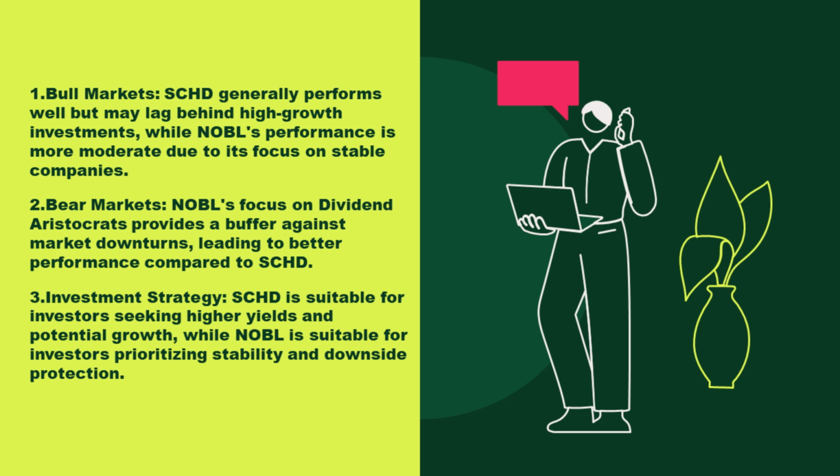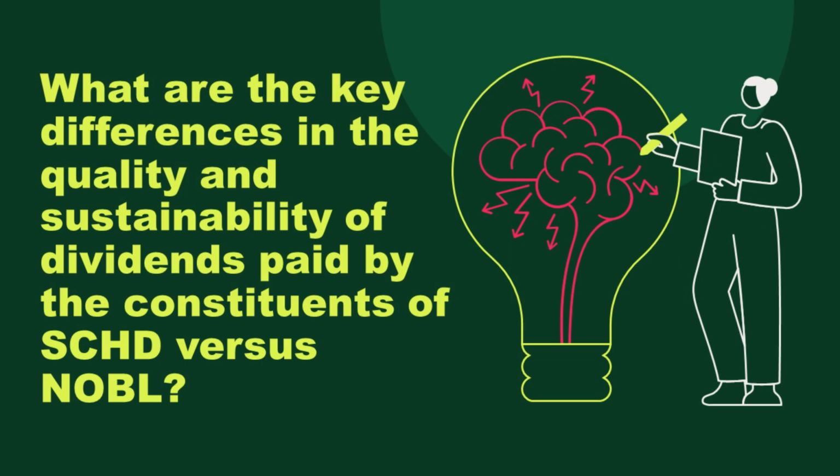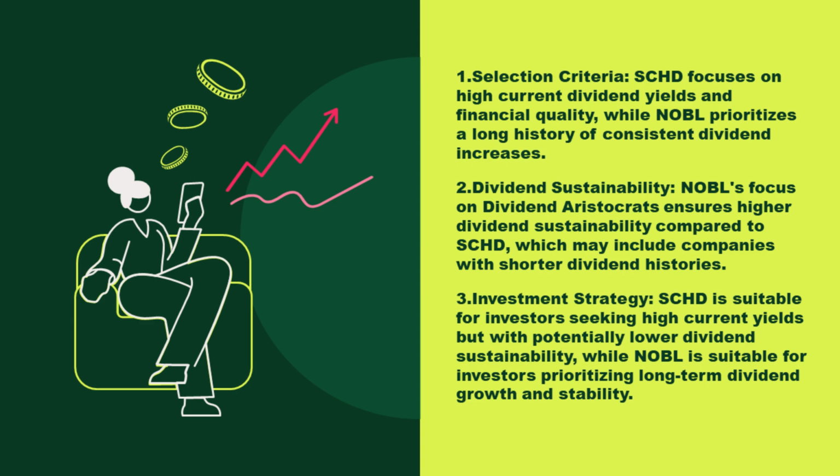What are the key differences in the quality and sustainability of dividends paid by the constituents of SCHD versus NOBL? The key differences in the quality and sustainability of dividends paid by the constituents of the Schwab U.S. Dividend Equity ETF, SCHD, versus the ProShares S&P 500 Dividend Aristocrats ETF, NOBL, stem from their distinct selection criteria and focus areas. SCHD's dividend quality and sustainability.